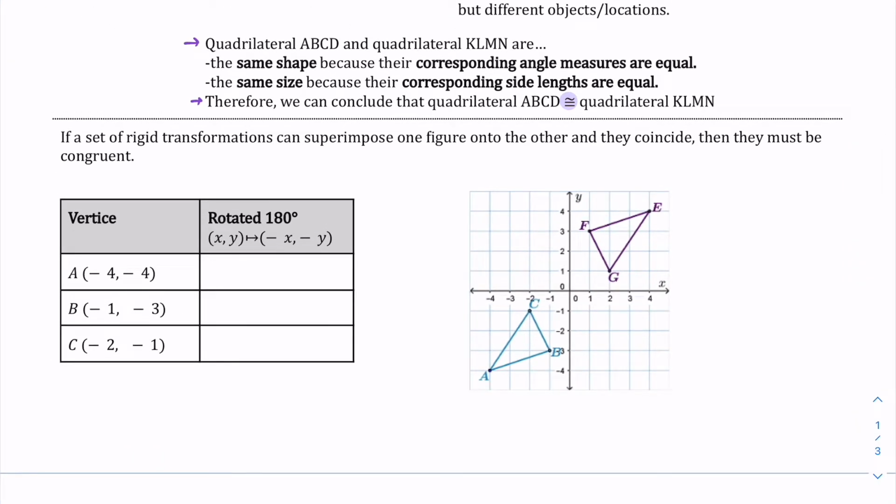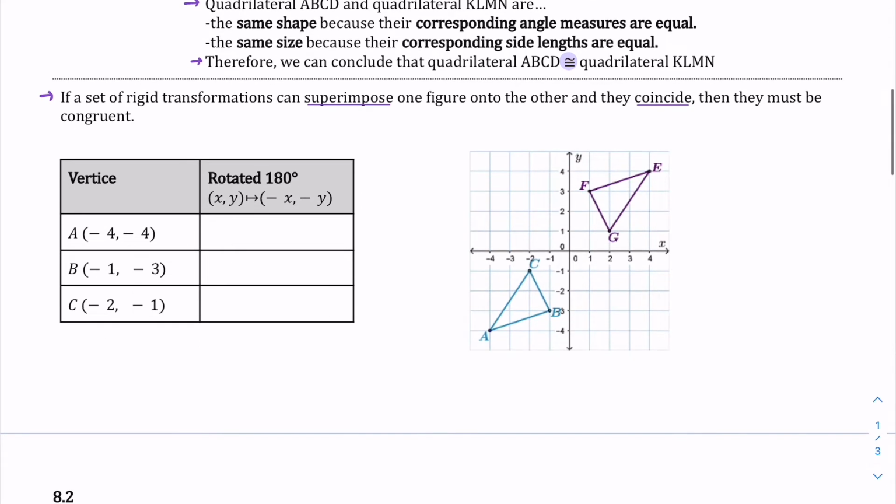So moving down to the next section, this is still in 8.1, which is the very end of it. If a set of rigid transformations can superimpose one figure onto the other and they coincide, then they must be congruent. So a couple of weird, funky words there. Superimpose just means if I can use transformations to make one object land on the other, that's superimpose. And they coincide is all the points line up perfectly. So basically, if I were to reread this with my interpretation, if a set of rigid transformations can make one object fall on another and their points line up exactly, then they must be congruent.